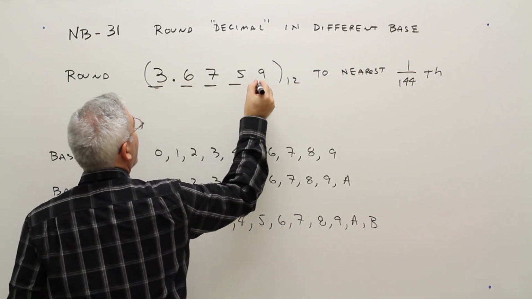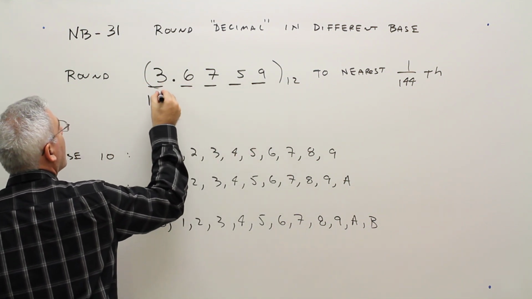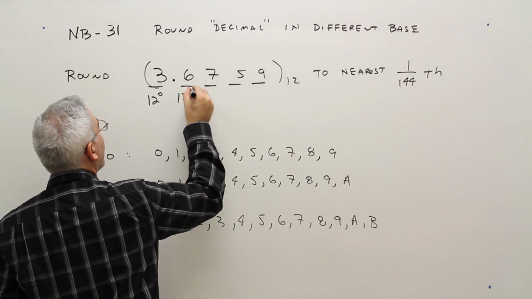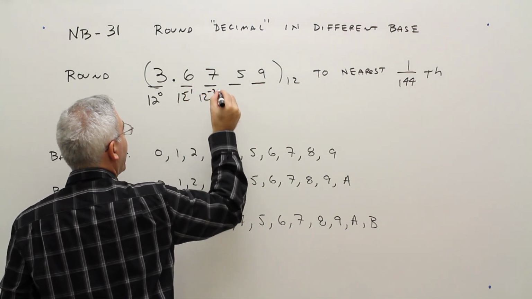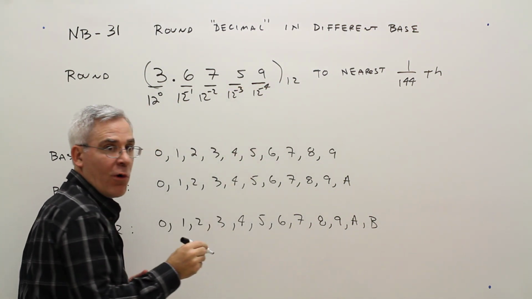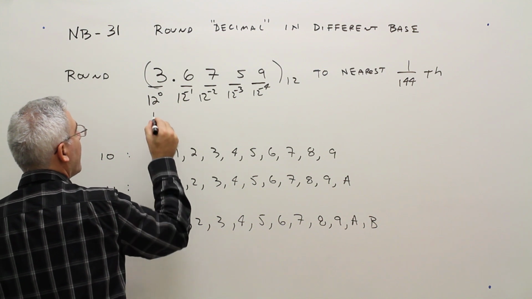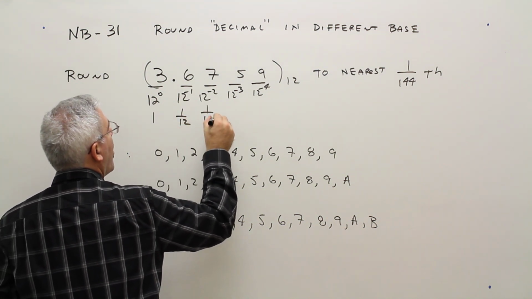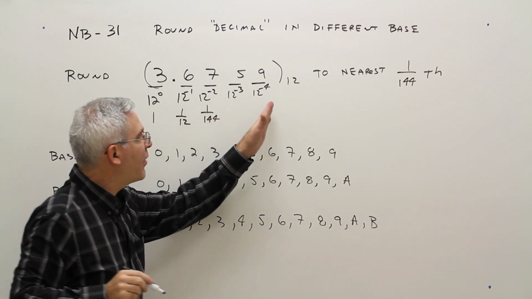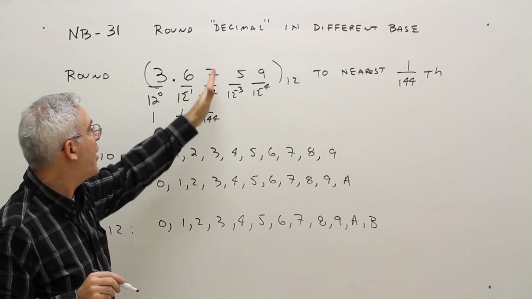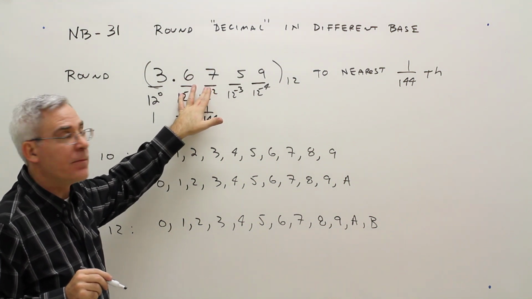Since I'm in base 12, to the immediate left of the decimal would be 12 to the 0, 12 to the negative 1, 12 to the negative 2, 12 to the negative 3, 12 to the negative 4. Let's put down friendlies, the 1s, the 1/12ths, the 1/144ths. I don't really care about those, so I want to round to the nearest two decimal places here.